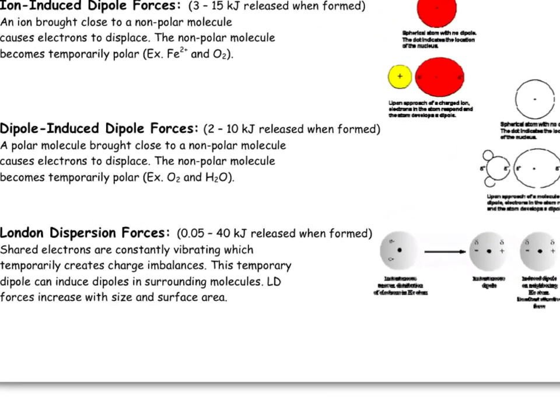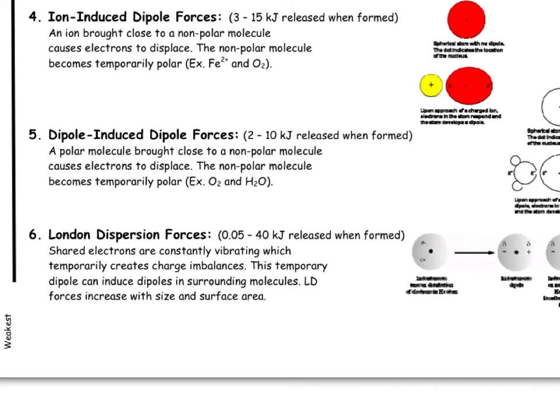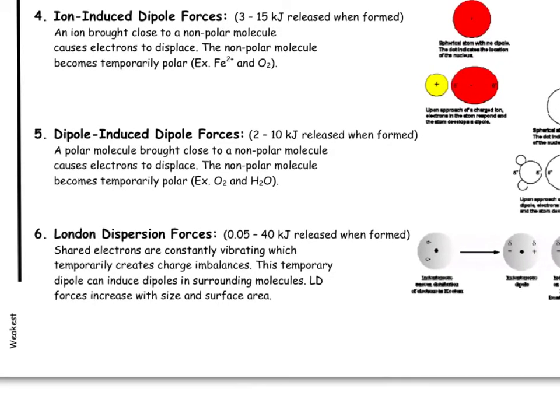Our next intermolecular force is known as an induced force. So number 4, ion-induced dipole forces. You get between 3 and 15 kilojoules of energy released. What happens when you bring something charged like an ion close to a non-polar molecule? It causes the electrons in the bonds of the non-polar molecule to displace or move. What this does is it causes the non-polar molecule to become temporarily charged or temporarily polar.